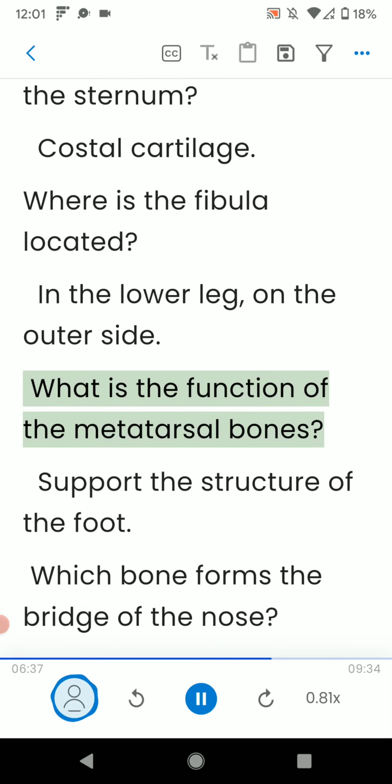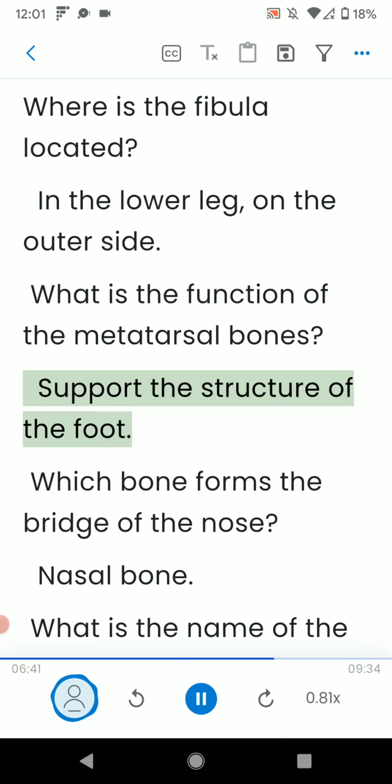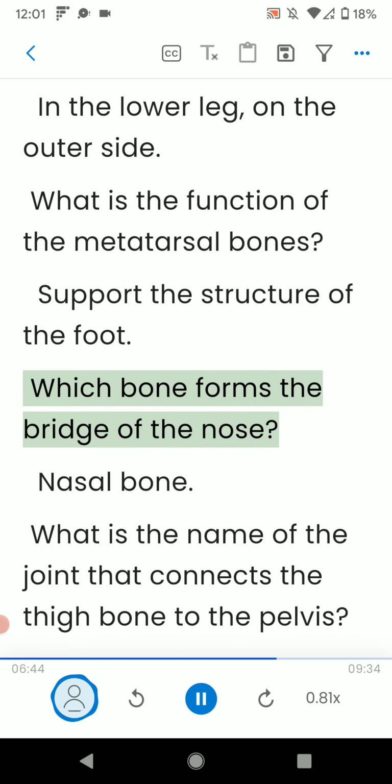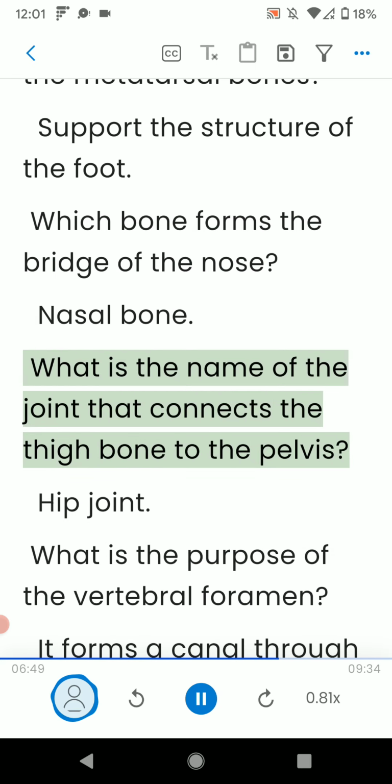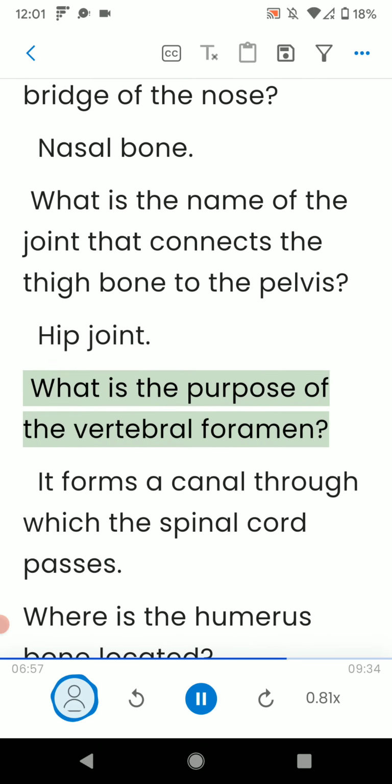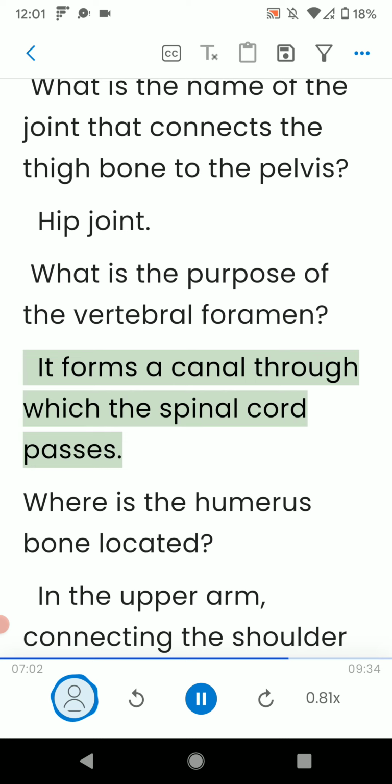What is the function of the metatarsal bones? Support the structure of the foot. Which bone forms the bridge of the nose? Nasal bone. What is the name of the joint that connects the thigh bone to the pelvis? Hip joint. What is the purpose of the vertebral foramen? It forms a canal through which the spinal cord passes.